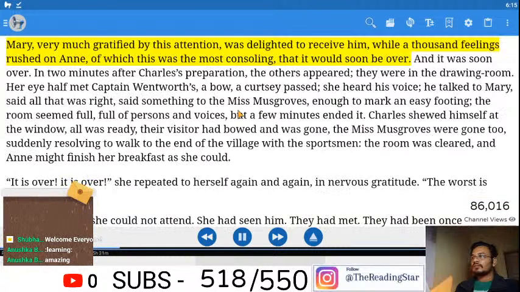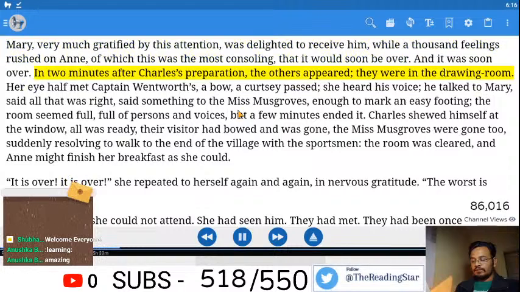Mary, very much gratified by this attention, was delighted to receive him, while a thousand feelings rushed on Annie, of which this was the most consoling, that it would soon be over. And it was soon over. In 2 minutes after Charles's preparation, the others appeared, they were in the drawing room.